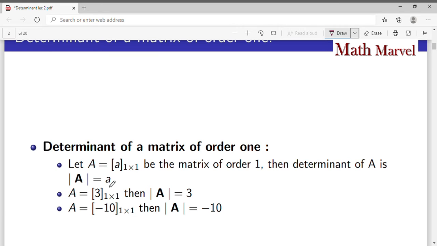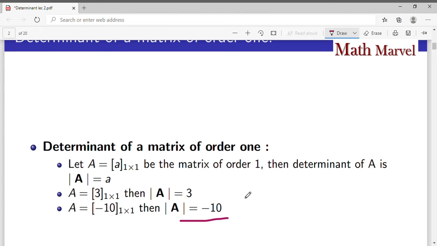Now an example: A equal to matrix [3], only a 1 by 1 matrix, then the determinant of A equals the element of the matrix. So what is the element of the matrix? Here 3 is given, so directly put 3. Second example, A equal to [-10]. Again this is a 1 by 1 matrix, then the determinant of A is nothing but the element of the matrix. So here the element is minus 10, so the determinant of A is minus 10.